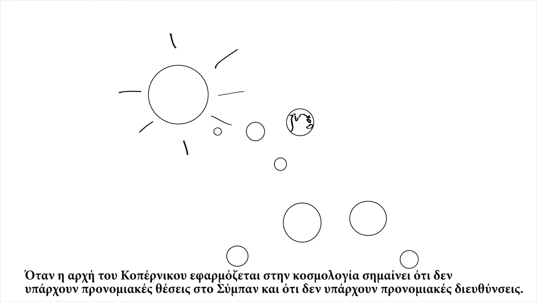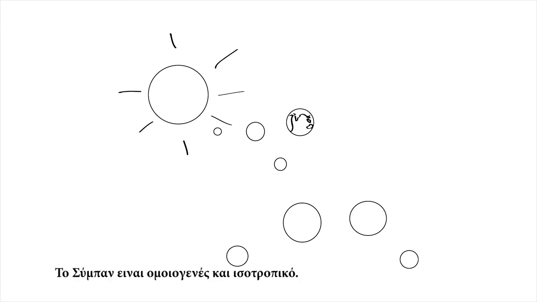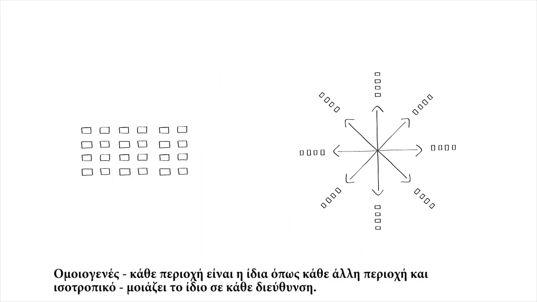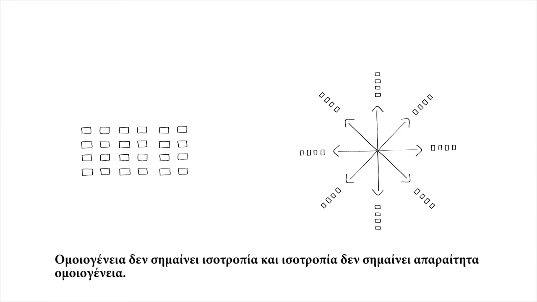When the Copernican principle is applied to cosmology, it means that there are no special places in the universe and that there are no special directions. The universe is homogeneous and isotropic. Homogeneous, every region is the same as every other region, and isotropic, it looks the same in every direction. Homogeneity does not imply isotropy, and isotropy does not necessarily imply homogeneity.